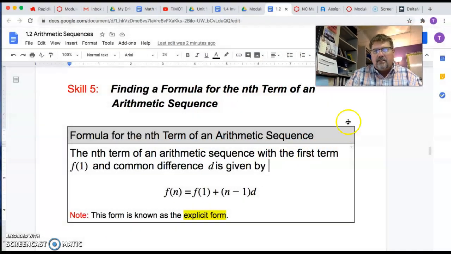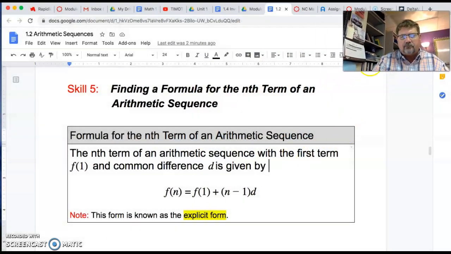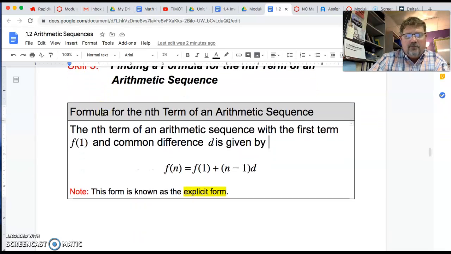All right, so I'm back on the lesson notes here, and I've got a formula for you here in a box, and I know it may look complicated, so let me just explain what this says. Finding a formula for the nth term of an arithmetic sequence. This is a skill that we have to pick up. Now, let me read through this and sort of nail this language down and make some sense of it.